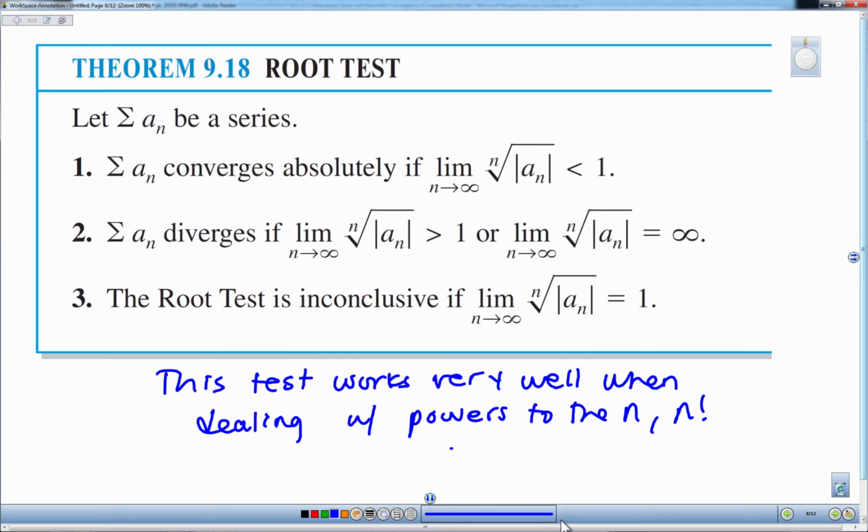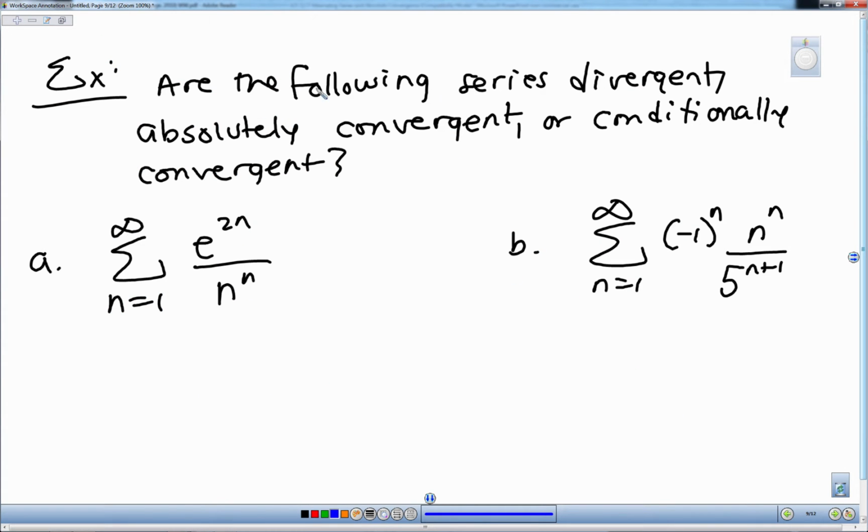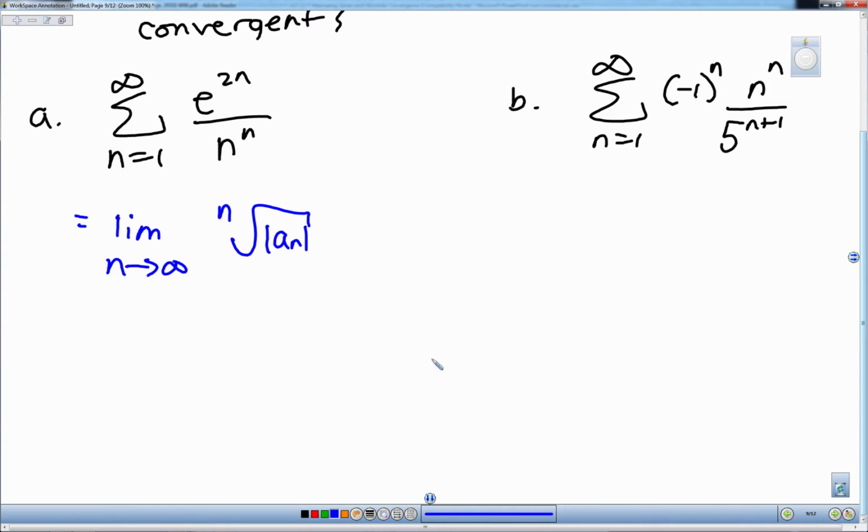And so here we go. Let's try an example. Actually, I've got a couple examples here for you. Are the following series going to be divergent, absolutely convergent, or conditionally convergent? Let's take a look at the first problem right here. What we want to do is simply take the limit as n approaches infinity of the nth root of a sub n. What is that going to look like? We're going to take the limit as n approaches infinity of the nth root of e to the 2n all over n to the n.